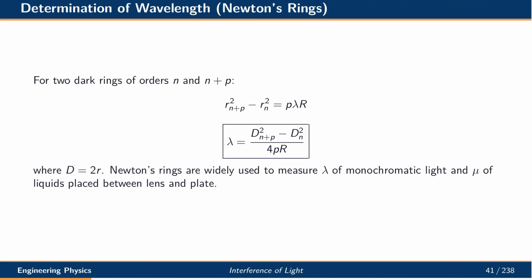Newton's rings can be used to measure the wavelength of monochromatic light very accurately. By measuring the diameters of two rings of orders n and n plus p, we can extract the wavelength using a simple formula involving these diameters and the radius of curvature. The same experiment can also measure the refractive index of a liquid placed between the lens and the plate. This makes Newton's rings.